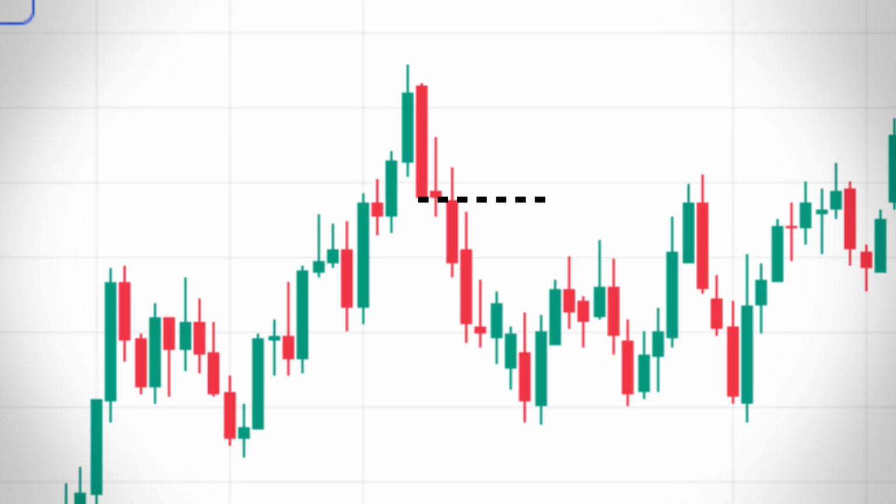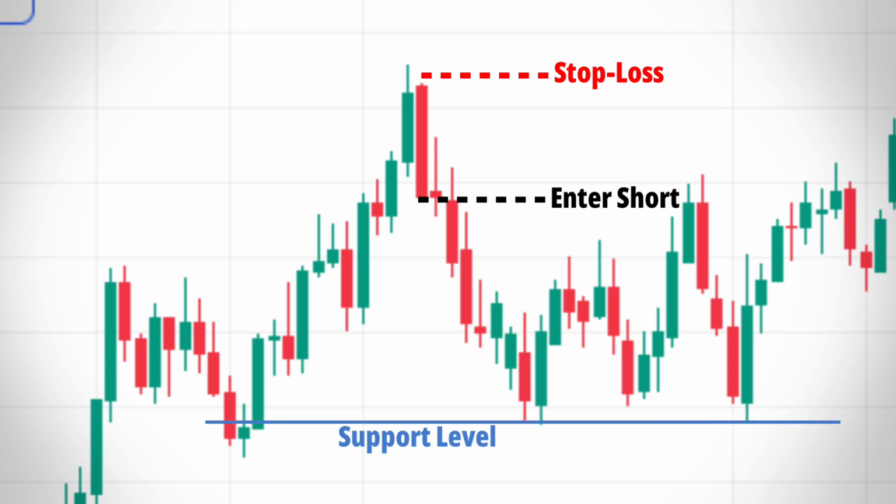Now here is how you trade a bearish Marubozu candlestick pattern. Enter a short position at the close of the bearish Marubozu or after a rally to resistance. You can place your stop loss above the high of the Marubozu or above the nearest resistance level. Set your profit targets based on the prevailing trend and key support levels.